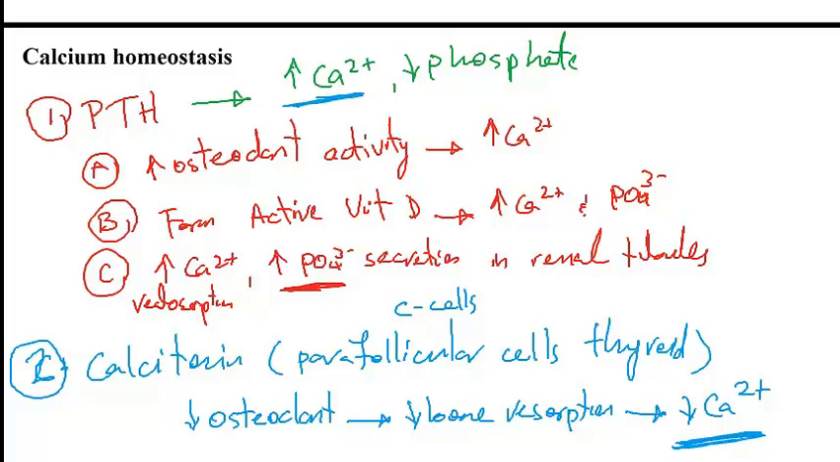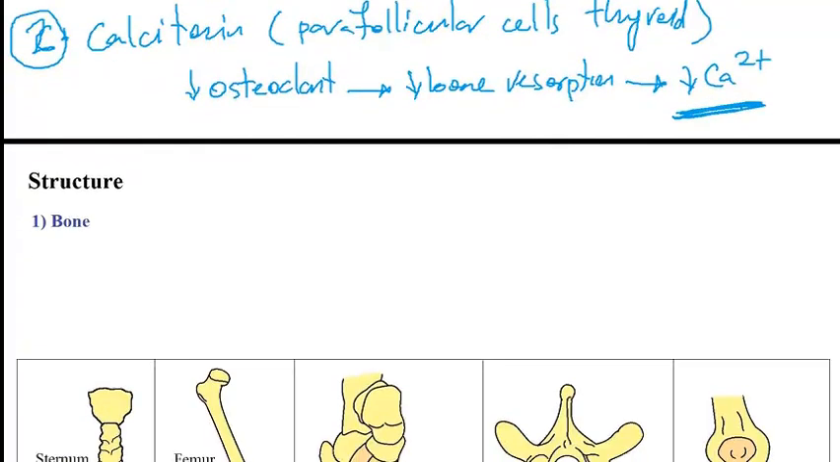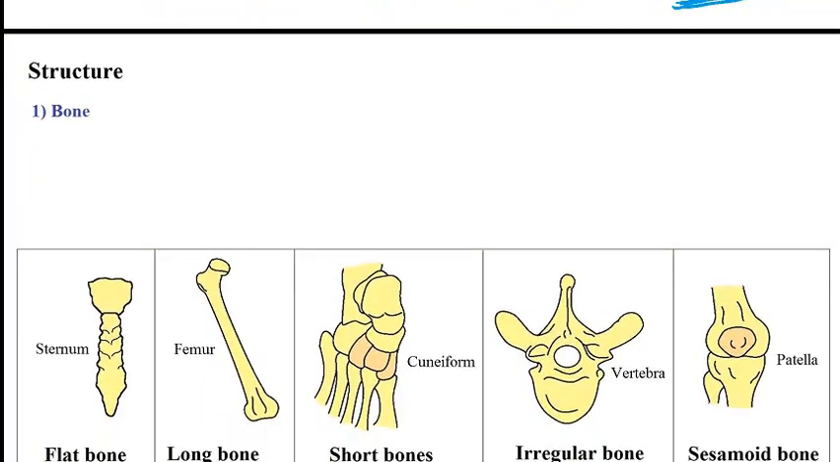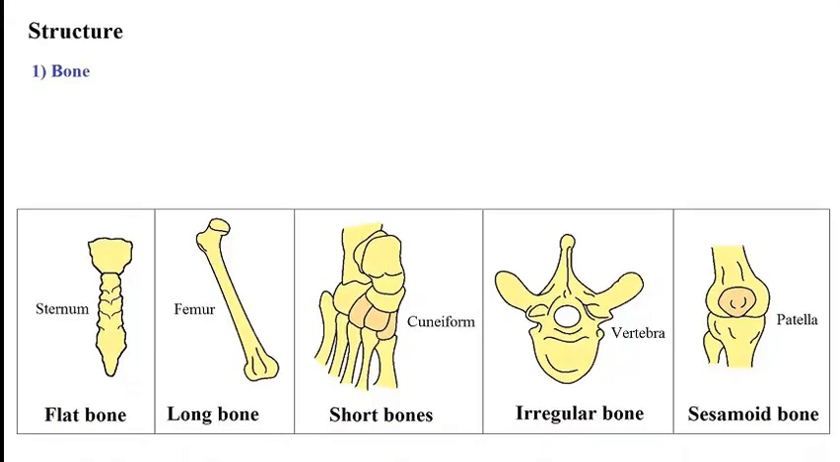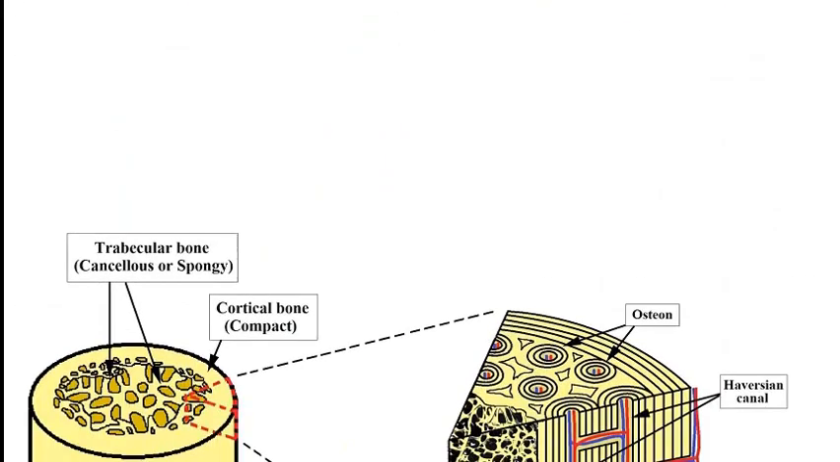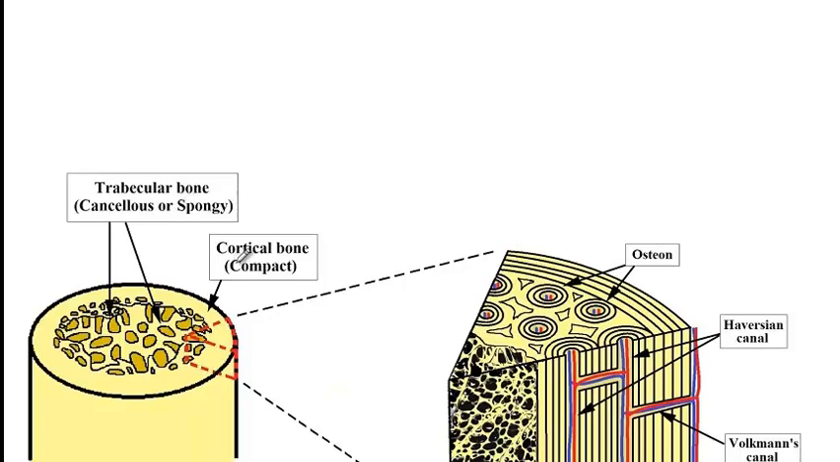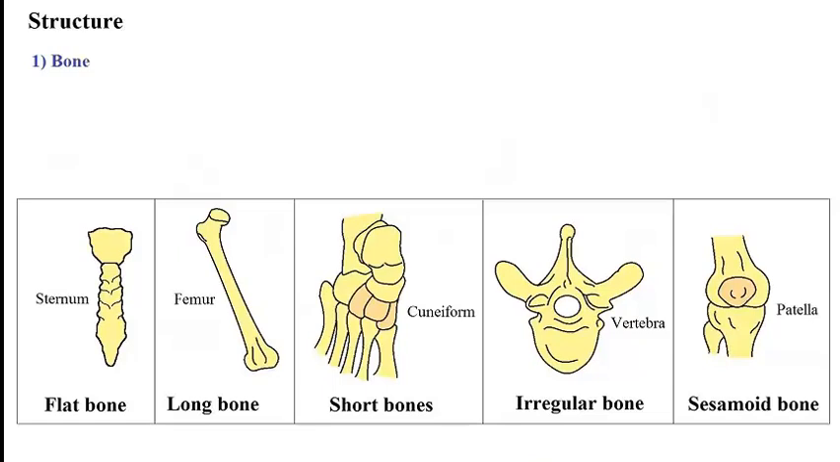Next, let's discuss different structures of bones. So there are two ways that we can discuss structure of bones. One is based on their shape, and two, based on their histology, whether they're trabecular versus compact bone. And so first, let's discuss bone structures based on their shapes. So we can have 5 different shapes.